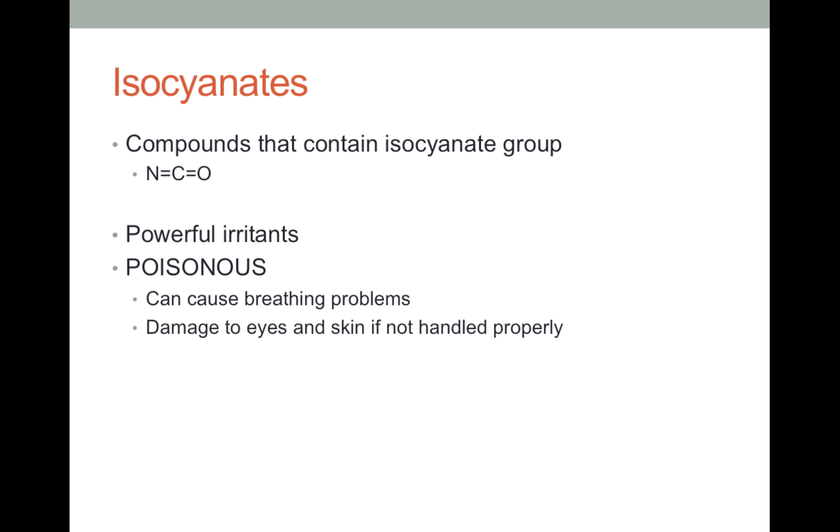Isocyanates are compounds that contain the isocyanate group and they are highly reactive with low molecular weights. Isocyanates are powerful irritants to the eyes and skin and can cause breathing problems if they are not handled properly. The compounds that make up isocyanates can be classified as possible human carcinogens, and continuous exposure to these can lead to asthma and other lung problems.